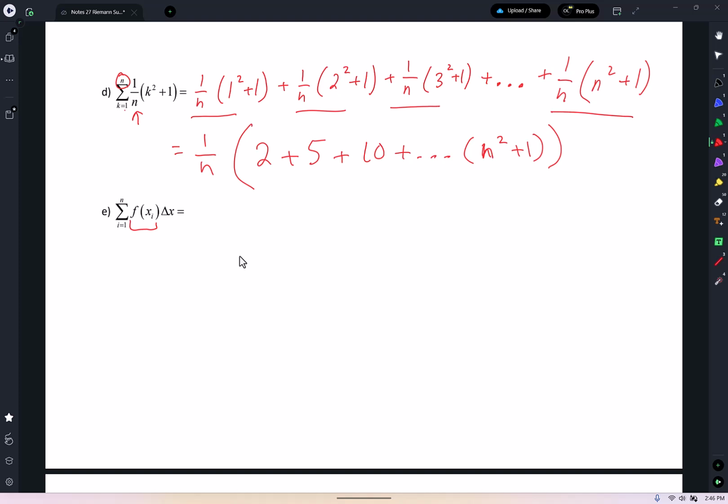So here we go. I'm going to start at 1, and I'm going to go approach to n. f of x1 delta x plus f of x2 delta x plus f of x3 delta x plus dot dot dot f of xn delta x.